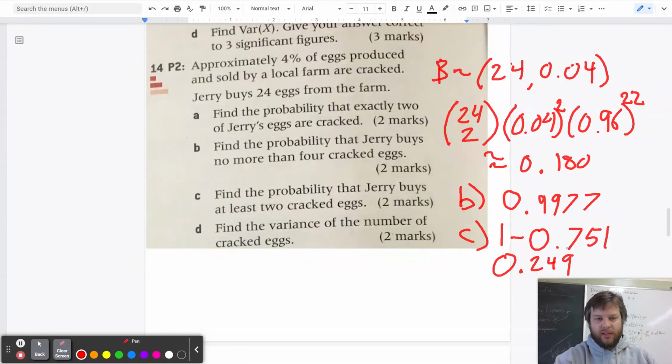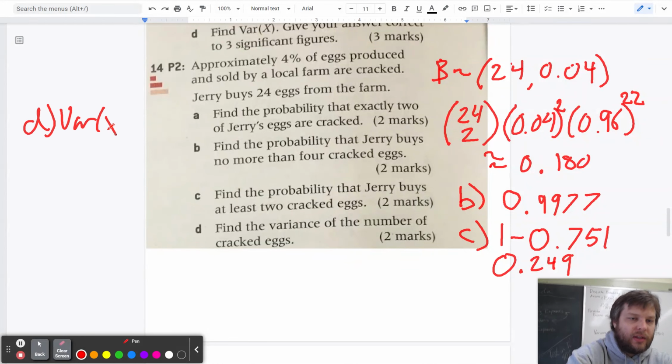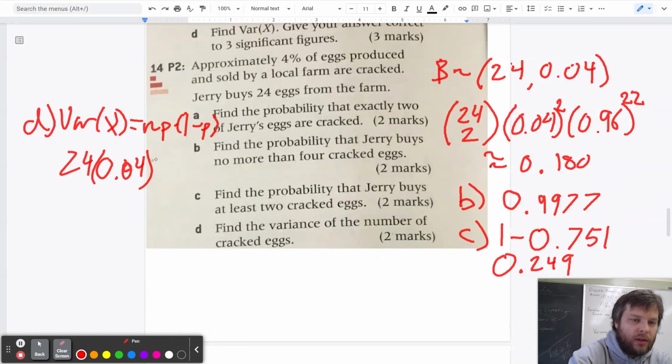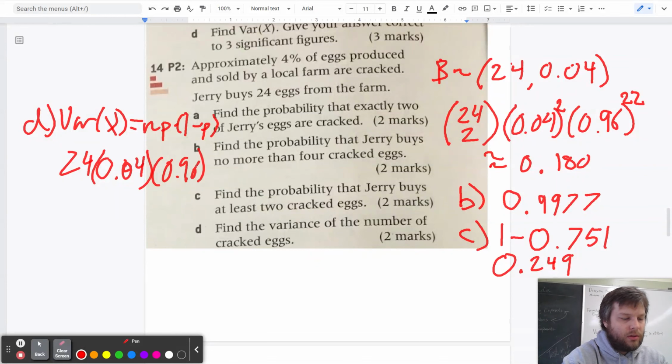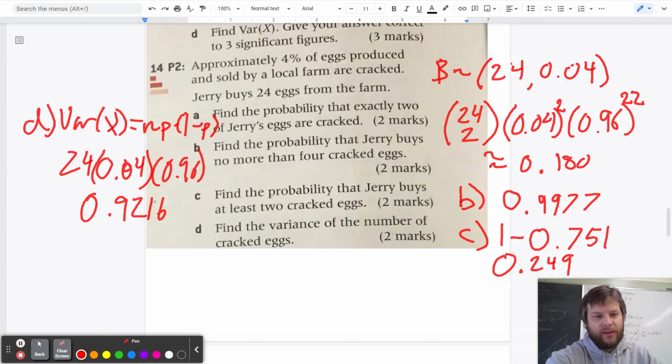And then to find the variance in the number of cracked eggs, there's a great formula for binomial distributions that the variance is equal to np(1 minus p). So here we have 24 eggs times 0.04 times 0.96, and that pops out to be 0.9216. And there you go. If we wanted to round that to three significant figures, 0.922.